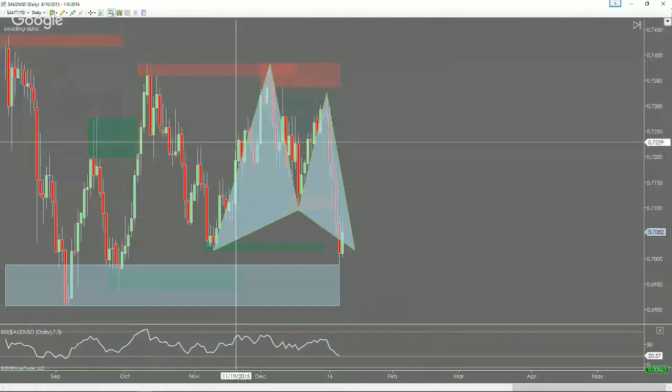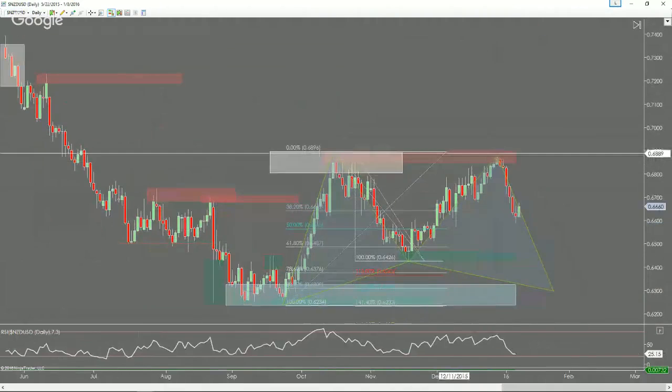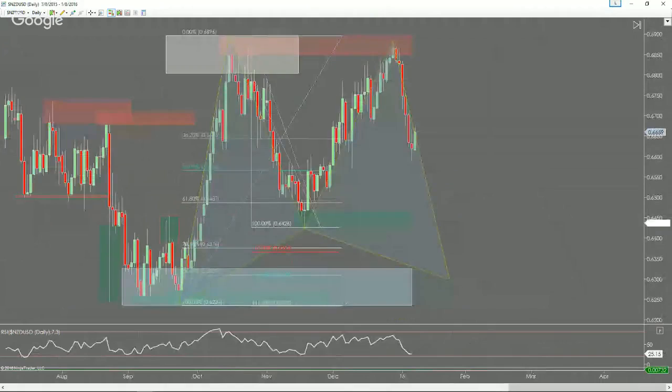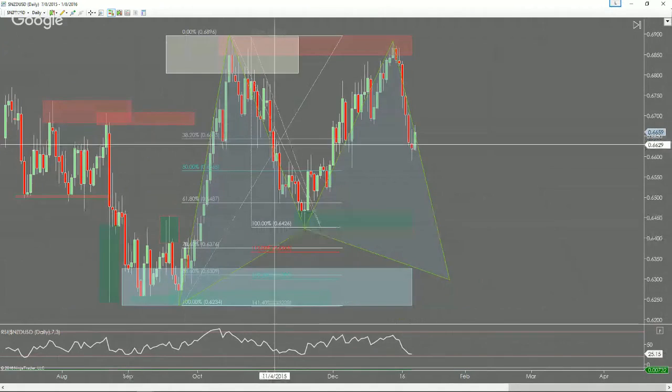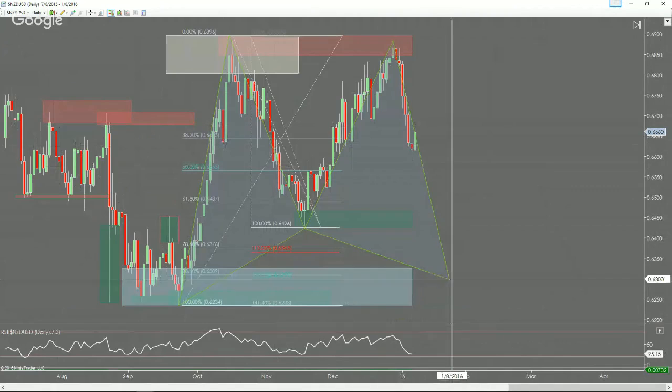We go on our New Zealand. New Zealand still has the deep Gartley that we have. Like I said, it's still going to be a ways to go. This is not going to happen anytime soon, but it is there and it is still valid.